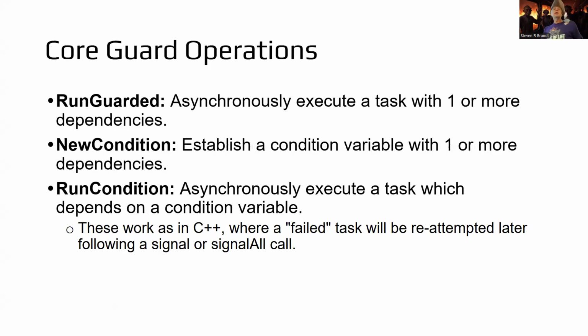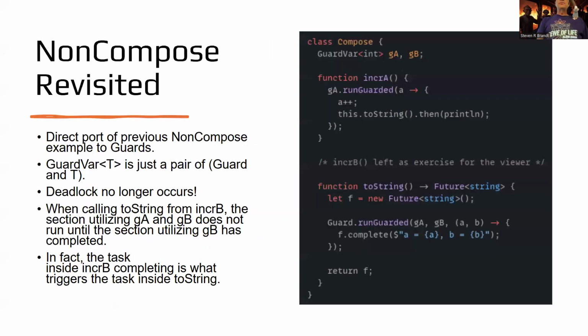Okay. So the core operations we have are run guarded, new condition, and run condition. And run guarded is going to be like lock and unlock, but instead of calling lock and unlock around a critical section, we're going to capture the critical section in a lambda and tell the system, hey, execute this when you can, and you can return a future to determine when that's happened, but it may or may not happen right away. So it's going to turn stopping and waiting, which is what we do with locks normally, into something asynchronous. So let's see how this looks.